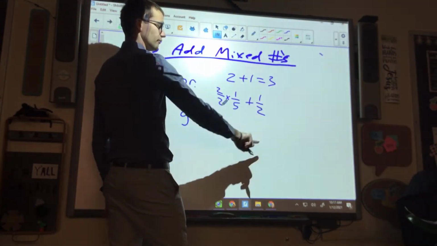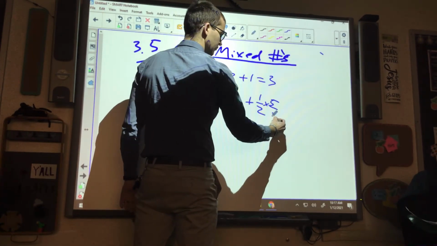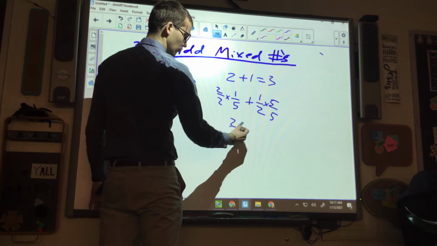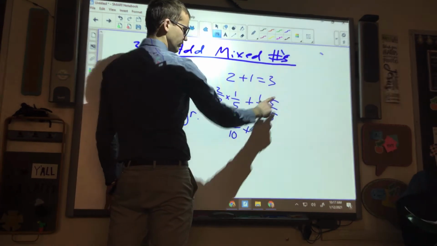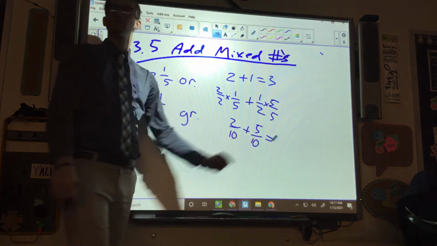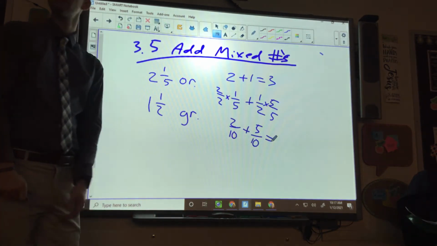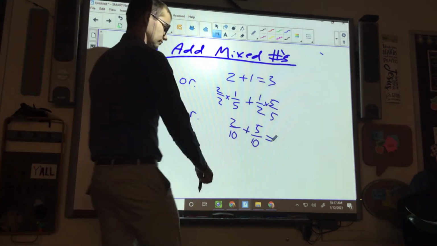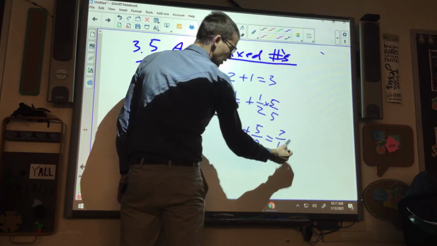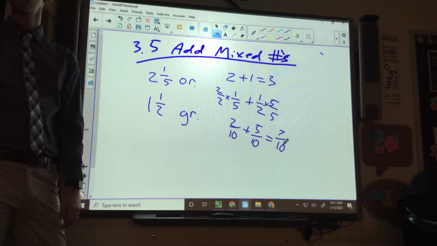And 1/2 I have to multiply by 5 over 5. 2 times 1 makes 2 over 10, plus 1 times 5 makes 5 over 10. 2 tenths plus 5 tenths makes? 2 plus 5 equals 7. We're doing math facts today. 7 tenths. So the total would be how many pounds?